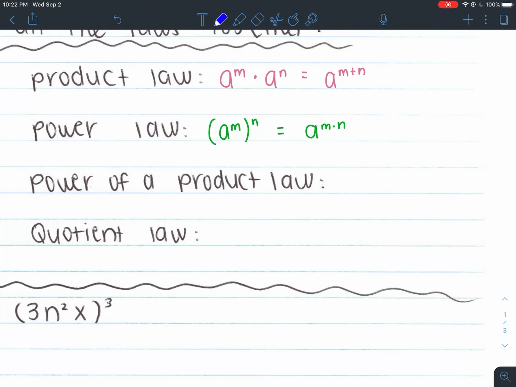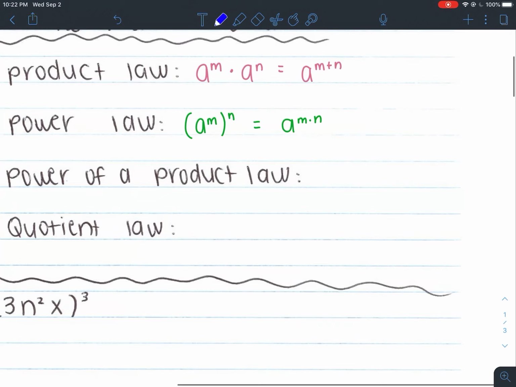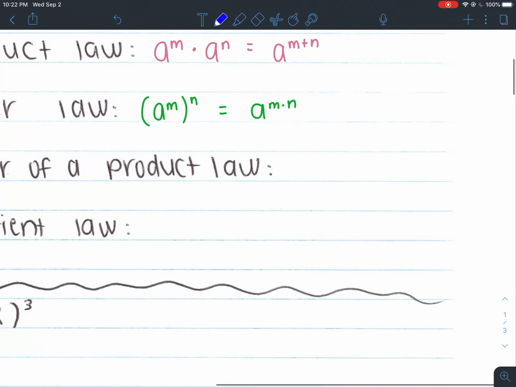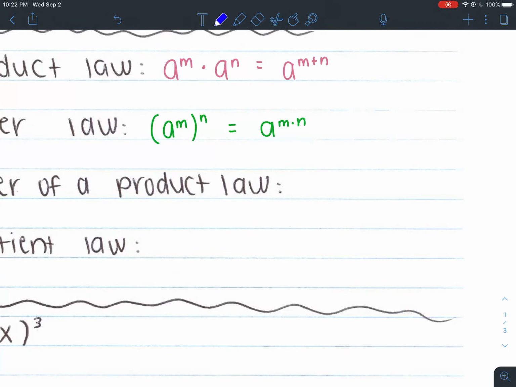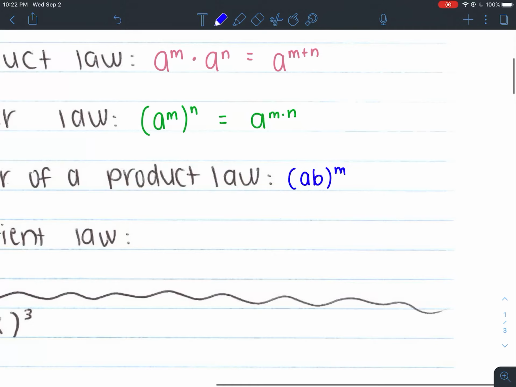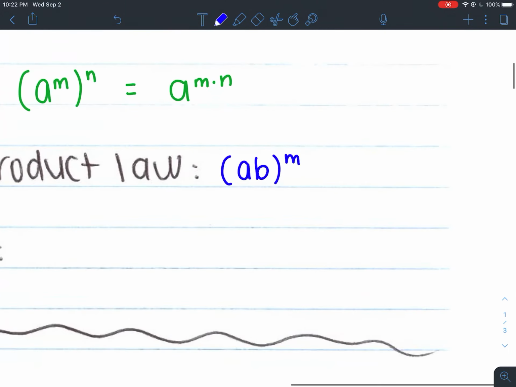Now, the power of a product law is a combination of the previous one and kind of the first one as well. This one says if I have two bases inside my parentheses raised to an exponent, that exponent is going to be distributed to all the exponents on the inside. So this would be a to the m times b to the m. Again, these are technically being multiplied together, but I don't write the multiplication sign. It's understood that it's already being multiplied.